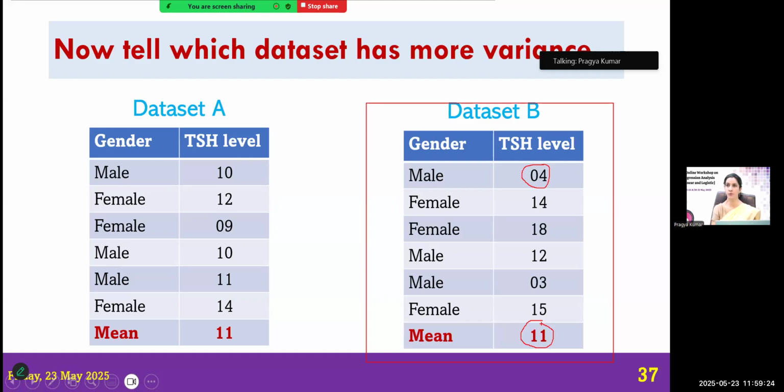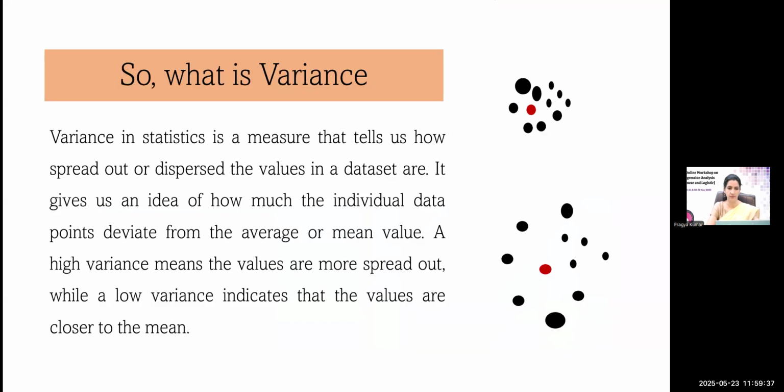So variance is more in the second data set. Yes, because you can see it is varying from 4 to 18, and in this case it is varying from 9 to 14. So what is a variance? Basically, variance in statistics measures how far the values in the individual data set are from the mean, and it gives an idea about the dispersion.